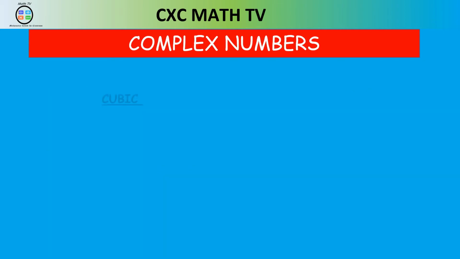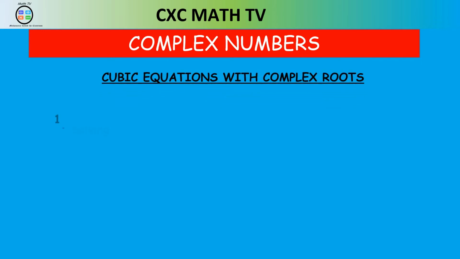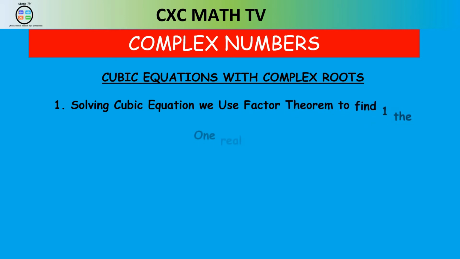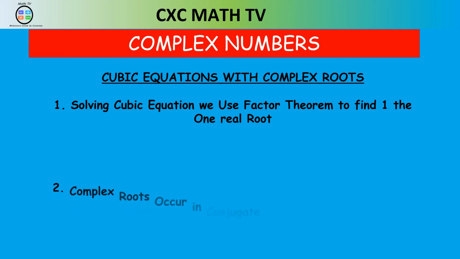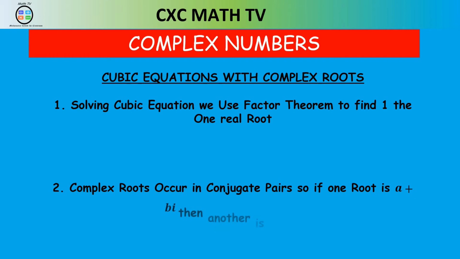Now, whenever you're solving a cubic equation with complex solutions, you're going to use the factor and remainder theorem to find the first root, the real root that is. Once you get the first real root, the other two roots are going to be in the form of complex roots, and these complex roots occur in conjugate pairs. So if one root is a plus bi, then the next root is a minus bi.